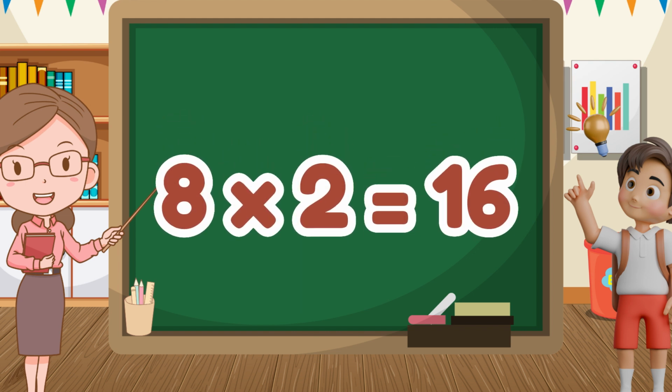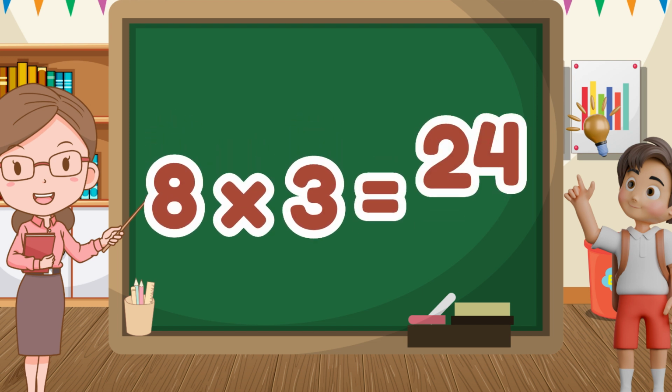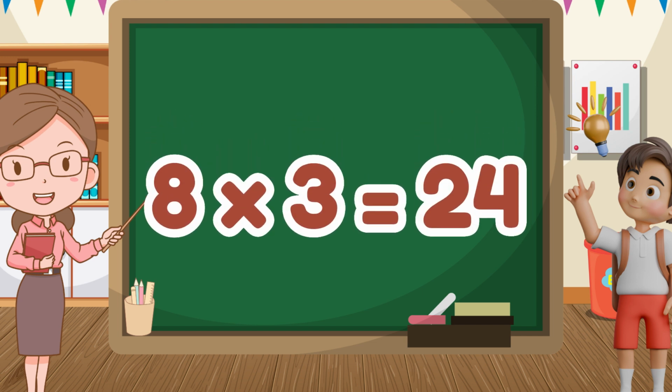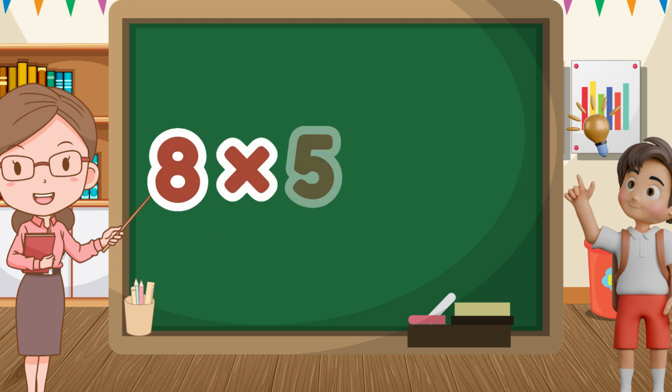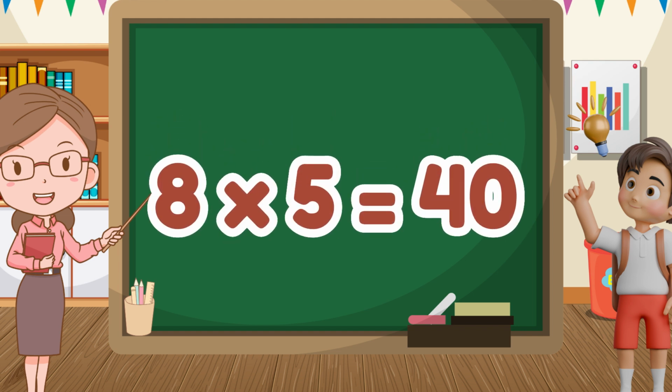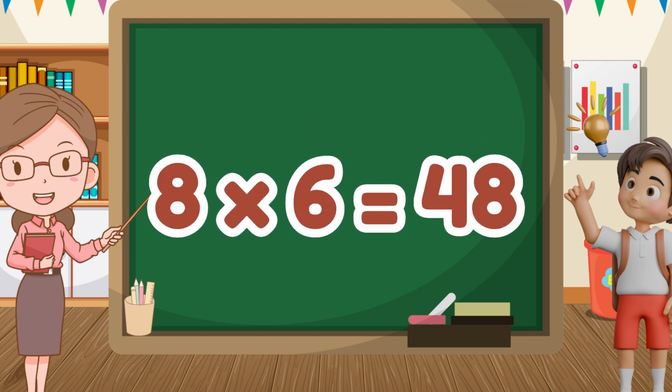8 threes are 24. 8 fours are 32. 8 fives are 40. 8 sixes are 48.